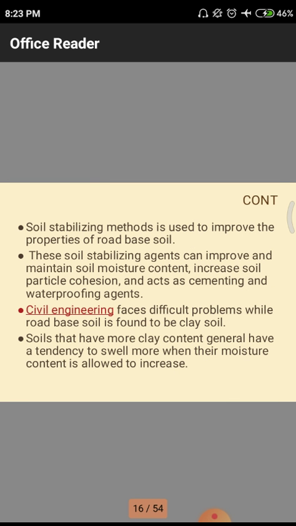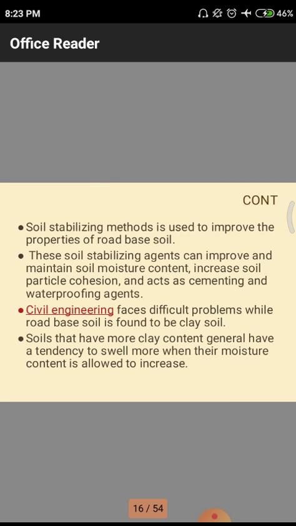Next one: soil stabilization methods are used to improve the properties of road based soil. That means we have to observe road based soil. This is the key term in this particular sentence. Here, road based soil means if you want to construct a long span road, for example a national highway, we are constructing a road for transportation purposes, and likely we need to go for soil stabilization.